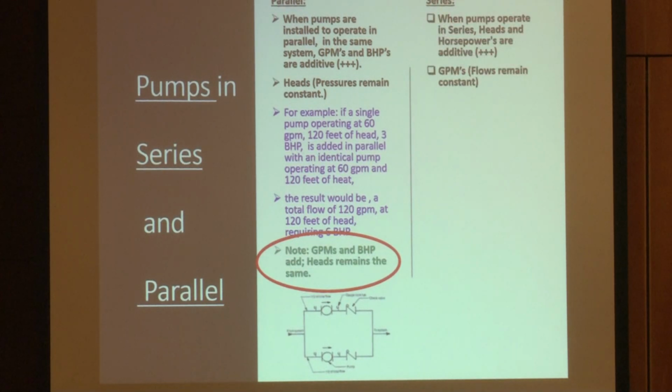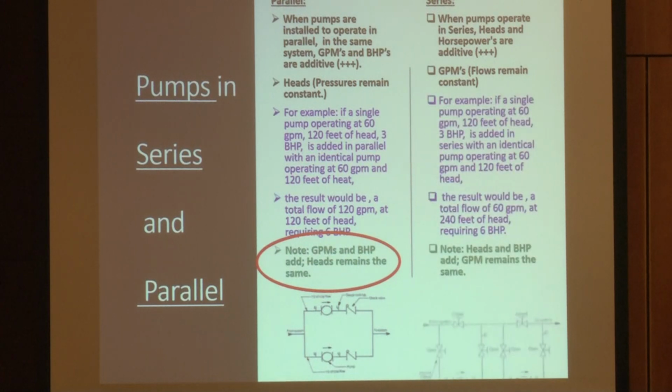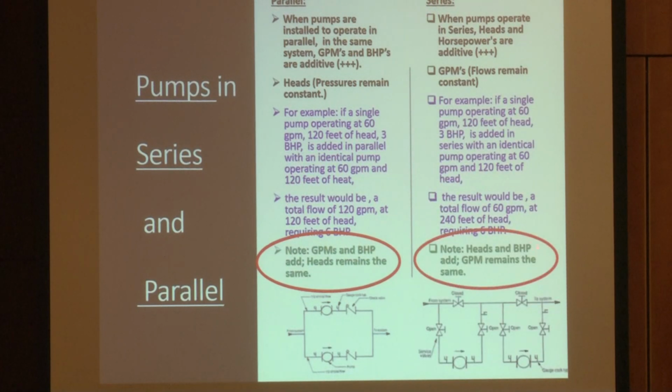The series is very much the same, and it's the same kind of relationship. Now the heads and the brake horsepower add, but the GPMs remain the same. So you started off with 60 GPM, 120 feet of head at 3 brake horsepower. Then you add the 60 and the 120. The result would be a total flow of 60, which of course is what you had before, but now you've got the adds of the feet of head and the adds of the brake horsepower. So really, pumps and fans in series and parallel work pretty much the same.